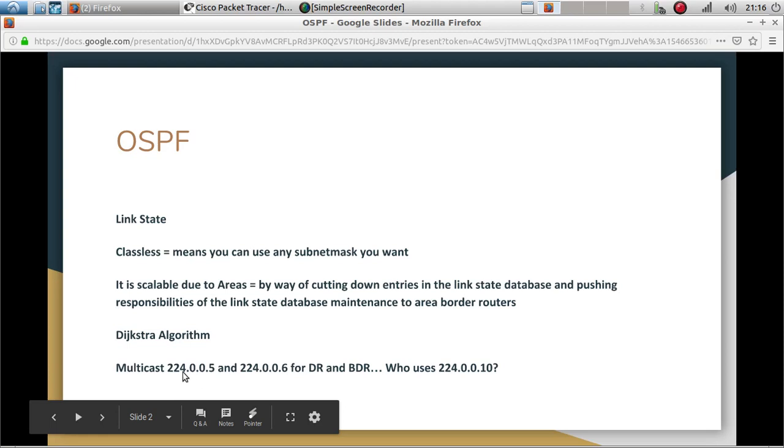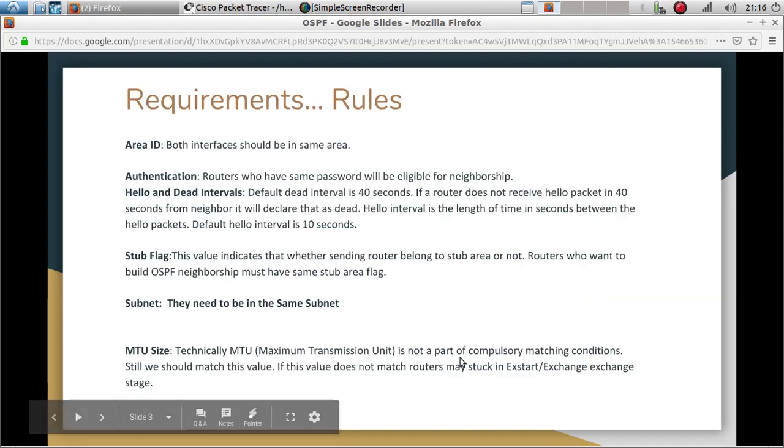OSPF communicates its link states and all that on the multicast IP address 224.0.0.5. And to communicate with the DR and the BDR, we use 224.0.0.6. And guess who uses 224.0.0.10? EIGRP, just in case you didn't know.